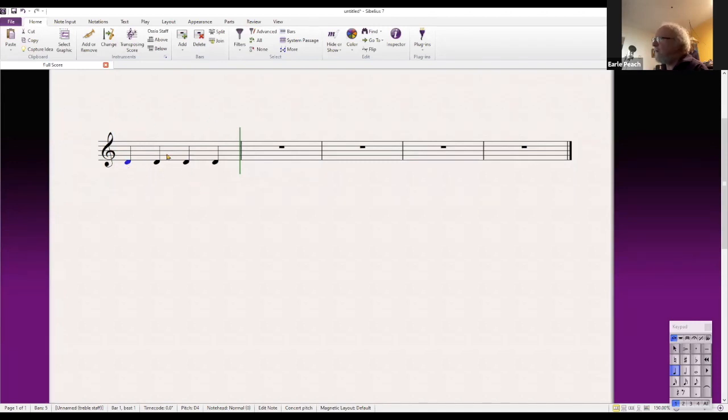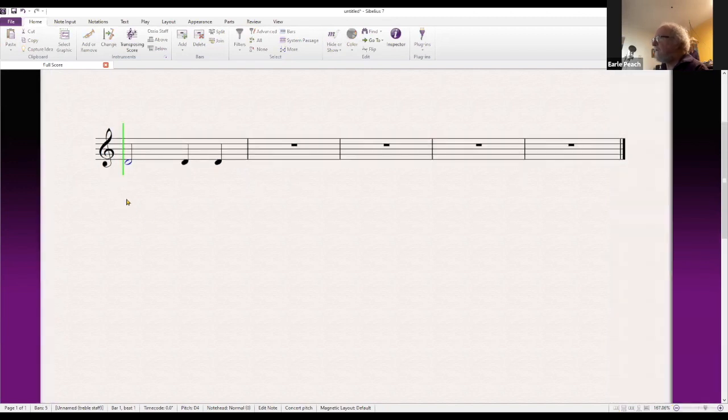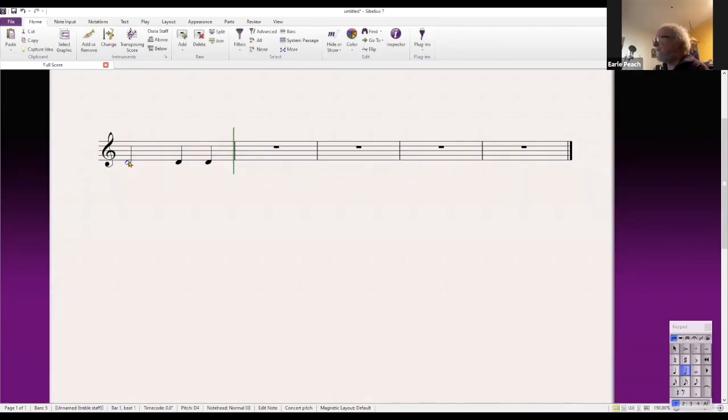If you want a note that lasts for as long as 2 of these, you change that into a half note. And then it sounds like this. If you want a note that lasts for the full bar, you'll turn it into a whole note. And then it sounds like this.